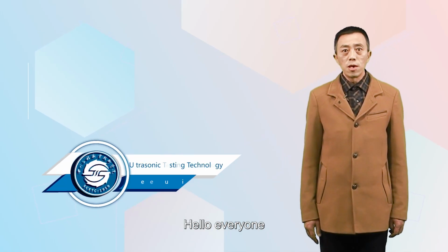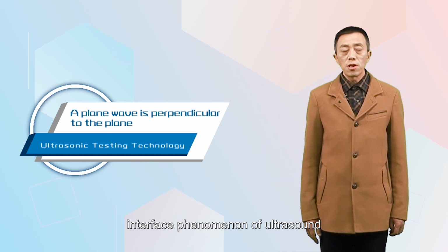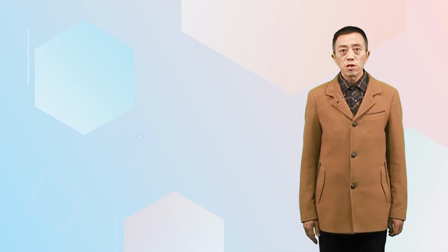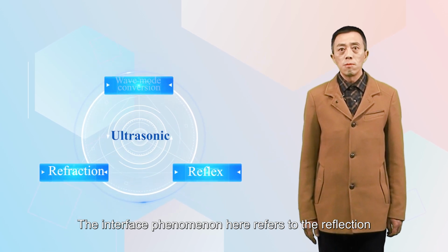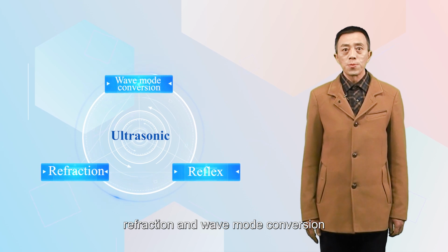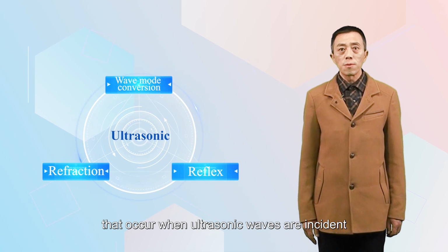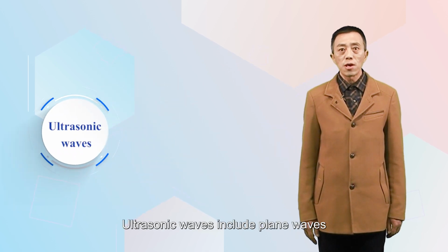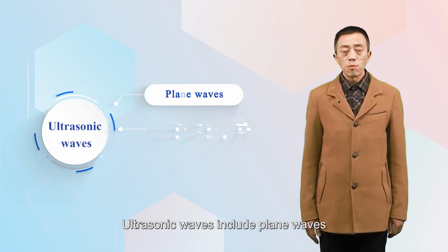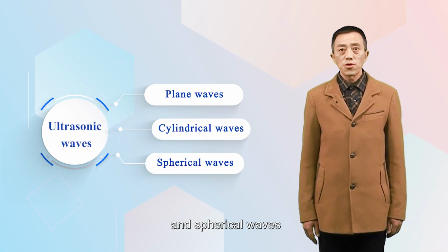Hello everyone. Today we are going to learn about the interface phenomena of ultrasound. The interface phenomena here refers to the reflection, refraction, and wave mode conversion that occur when ultrasonic waves are incident on the heterogeneous interface. Ultrasonic waves include plane waves, cylindrical waves, and spherical waves.